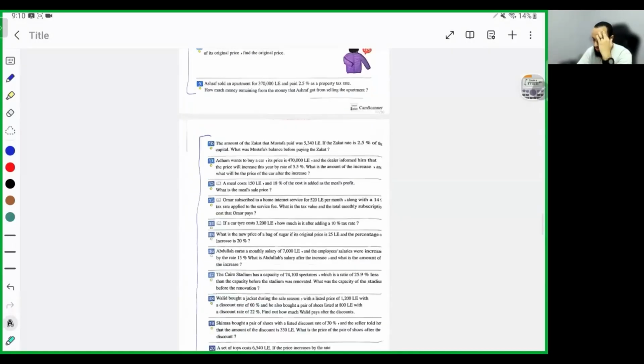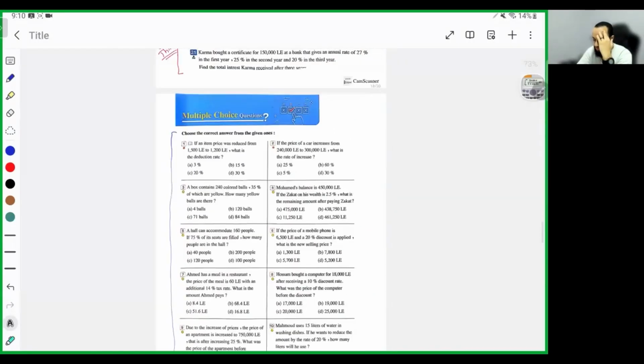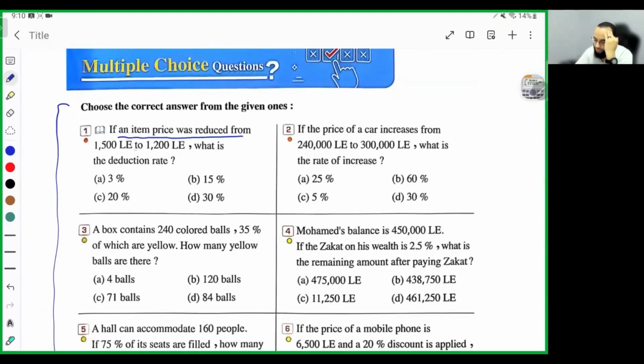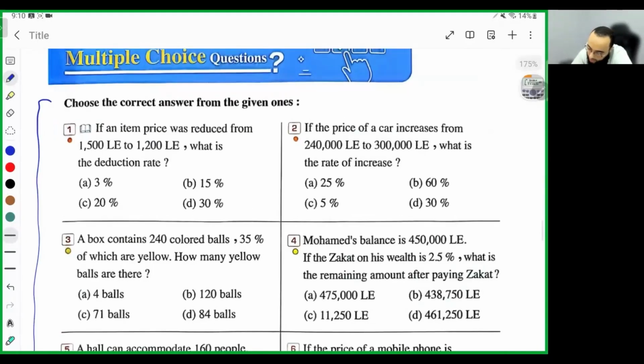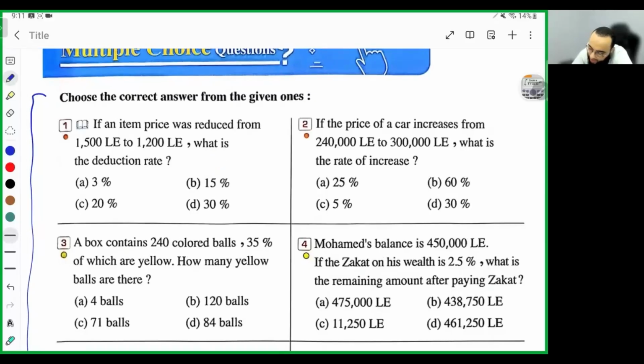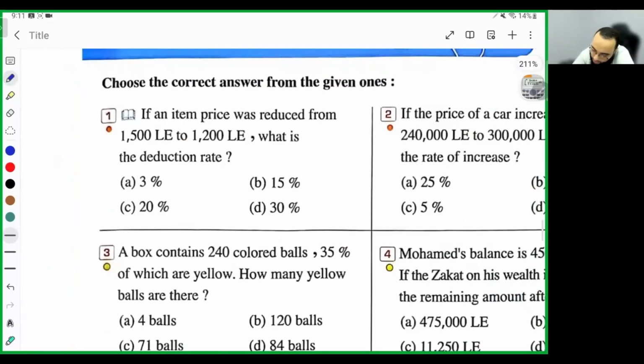Okay. Let's look at the questions on the choices like that. If an item price was reduced from this amount to this amount, what's the deduction rate? If you want to know the deduction rate here, you can calculate the deduction itself, which is 300, divided by the total number, which is 1,500, and multiplied by 100. That gives you the ratio. And you can do it like what we did before, before the reduction and after.